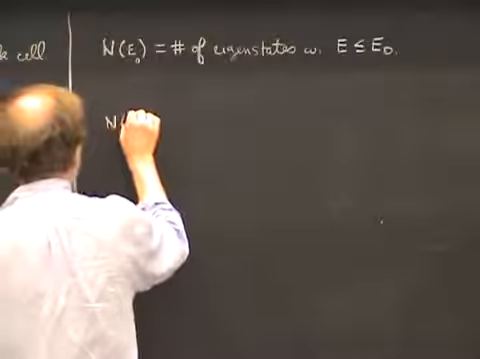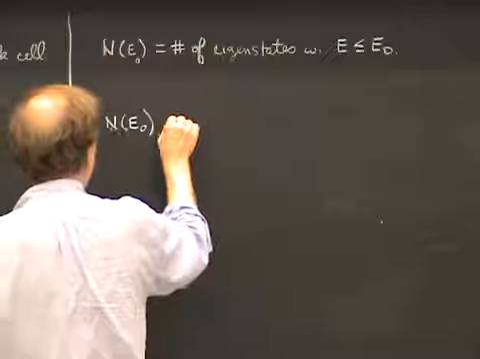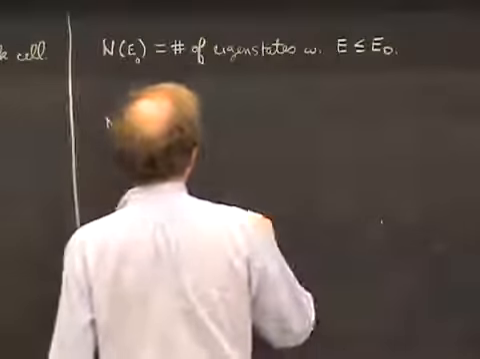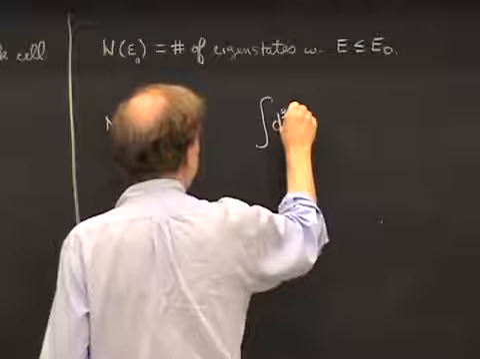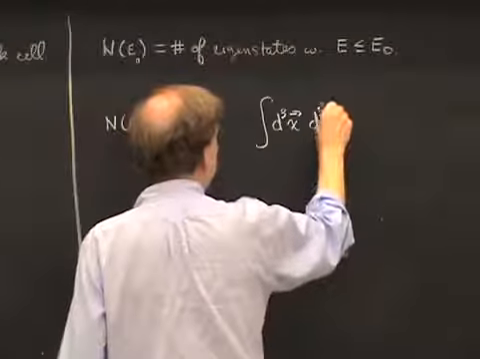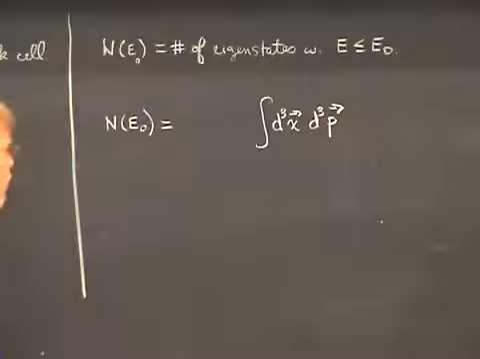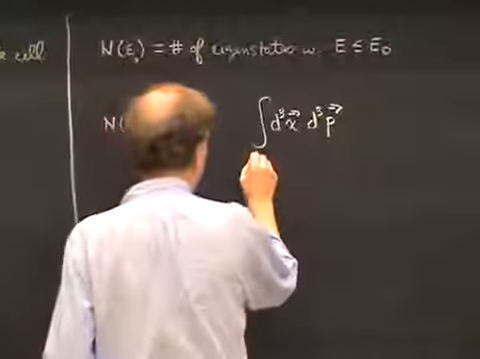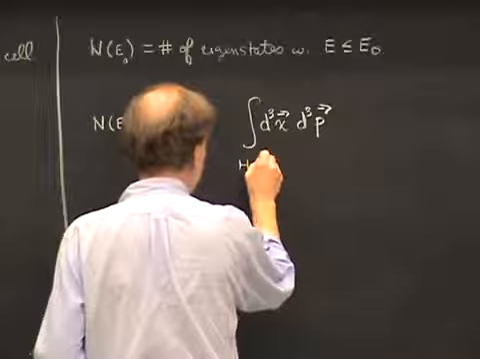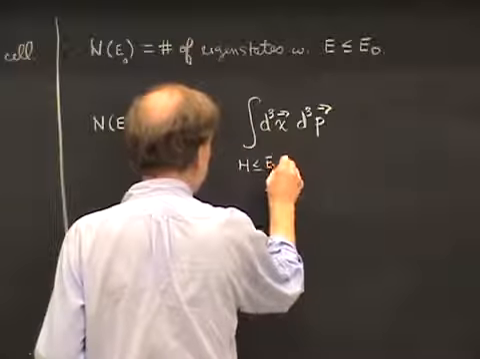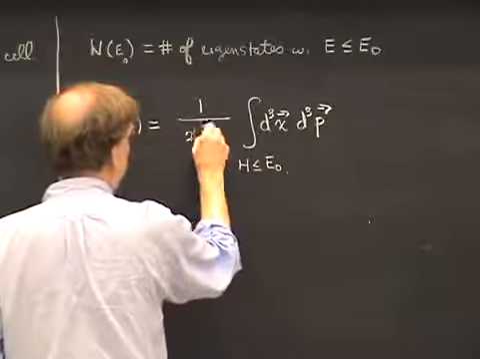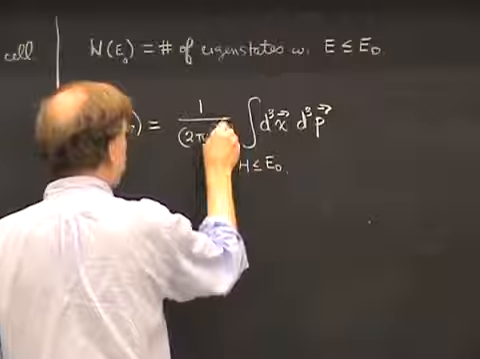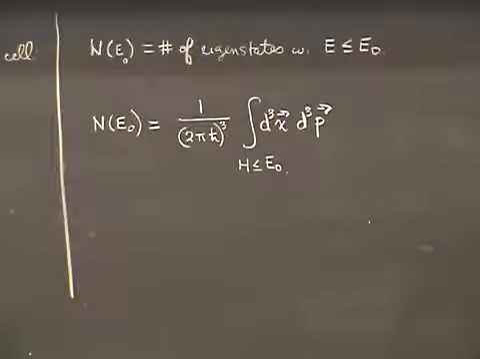So, according to this idea that a single Planck cell corresponds to a single quantum state, what we need to do is to integrate the phase space volume, which is now 6-dimensional, it's d cubed x d cubed p, over all 3 position, 3 momentum variables of the region where the value of the Hamiltonian is less than or equal to E naught. And then we need to divide this by the Planck cell in 3 dimensions, which is 2 pi h bar cubed. This is a 6-dimensional integral now.